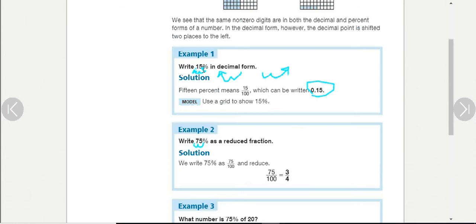75%, reduced fraction. Well, 0.75 doesn't really help us, does it? 75 over 100, according to our fraction manipulatives, comes down to 3/4 if you get the GCF of 25 in there. And what I mean by that is 75 over 100, we would divide the 75 by 25 and the 100 by 25, leaving us with the reduced fraction of 3 over 4, because 25 was the GCF.